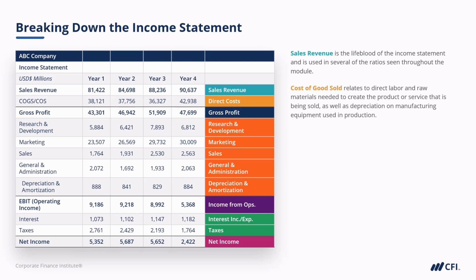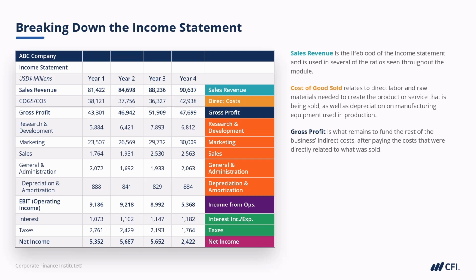This includes raw materials for manufactured products, direct labor relevant for both products and services, and other costs related to generating the revenue. It may also include the depreciation specific to manufacturing equipment, for example, in generating the goods that are being sold. After deducting cost of goods sold or cost of sales from revenue, we arrive at our first major subtotal on the income statement, gross profit.